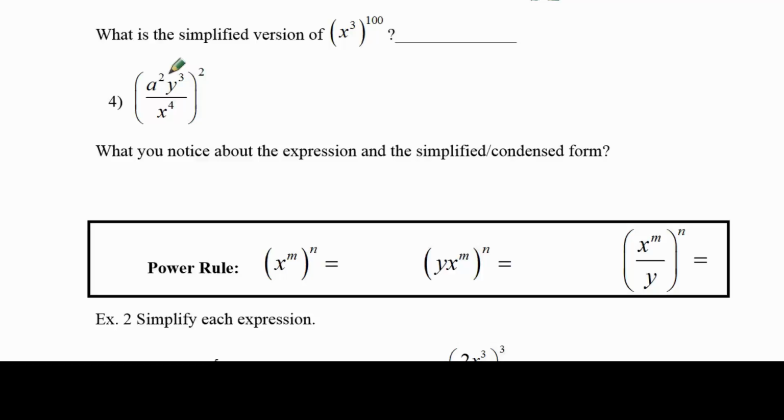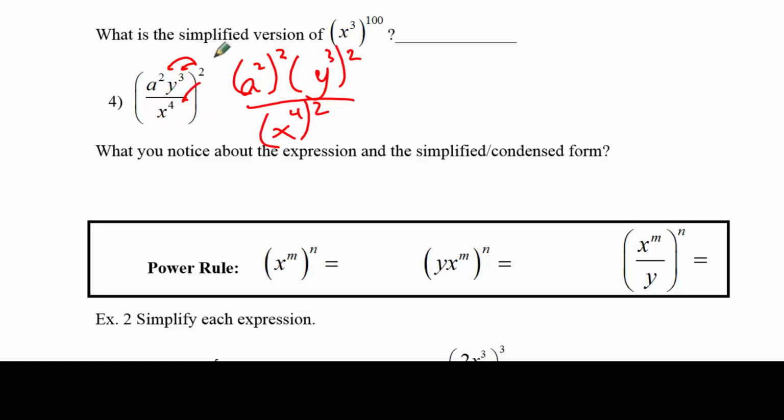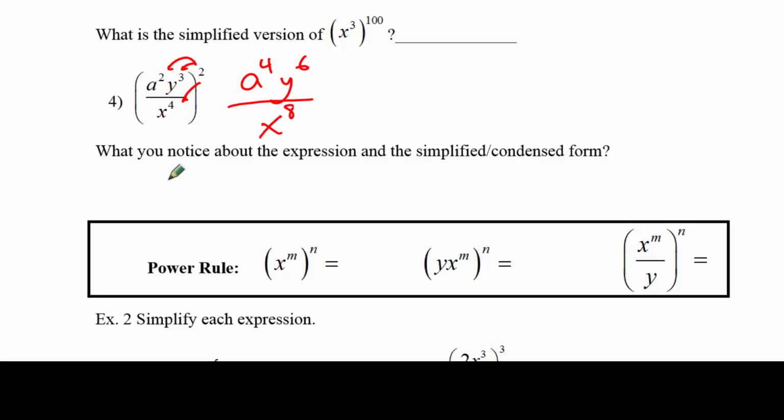Okay, so now one of the things you can do here that you might not be sure about is every single one of these things. You can write this as a squared times y to the third squared over x to the fourth squared. But yes, you can do something like the distributive property where we just simply distribute. Exponent to an exponent is multiplication, so this would be a to the fourth. Y, 3 times 2 would be to the sixth, and then x to the eighth. It's as easy as that.